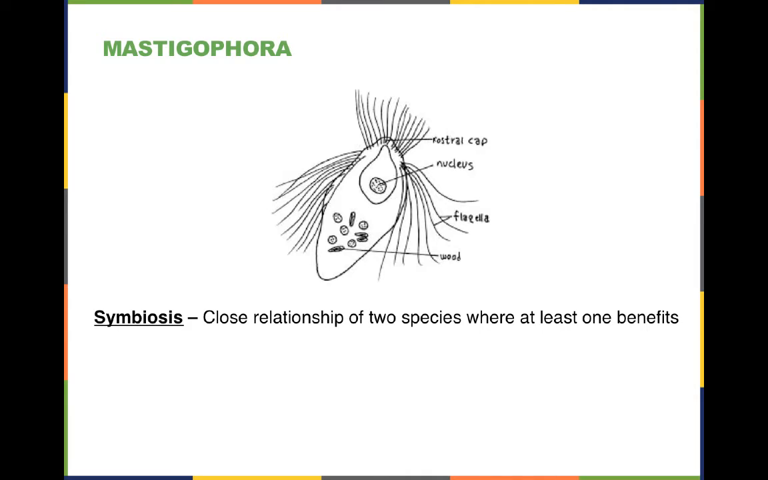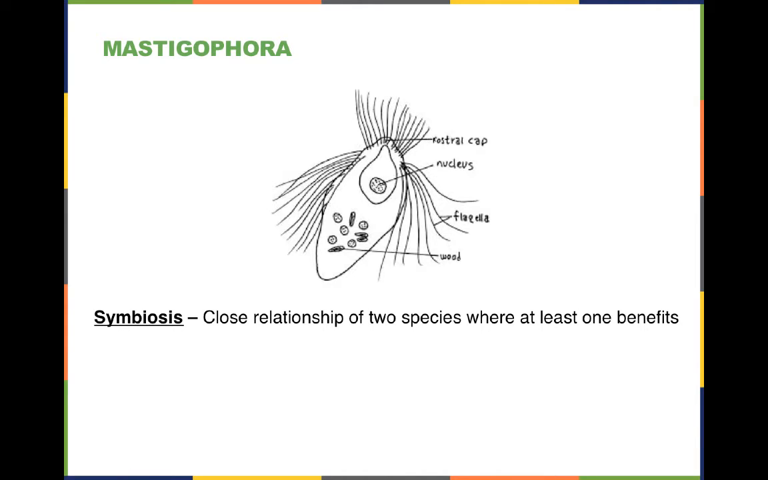Now this organism actually lives within the body of the termite, and this organism is what allows the termite to digest wood. If this organism was not present in the body of the termite, then the termite would not be able to ingest and digest wood. And symbiosis is a term that means that there's a close relationship between two or more species, and at least one of those species benefits from that association.